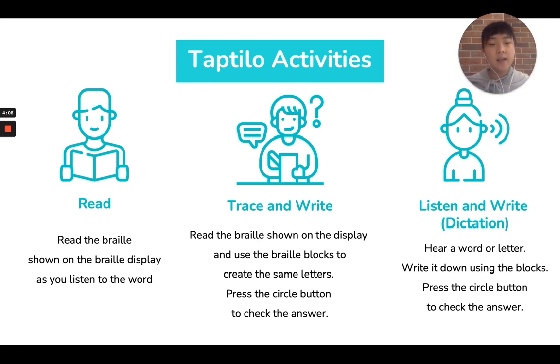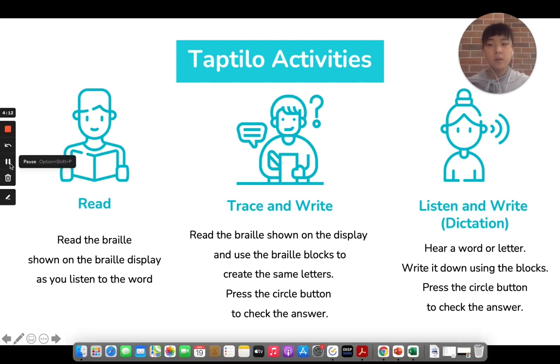And the second activity is trace and write. In the trace and write activity, students read the Braille shown on the Braille display and use the Braille blocks to create the same patterns. So dot 1 pops up on the Braille display, and I will use the Braille blocks to write dot 1. With the Braille blocks, I wrote dot 1, and I will place the Braille block on Taptilo, and press the circle button to check the answer. Yes, so when I make the correct answer, Taptilo will tell me that I got the correct answer.